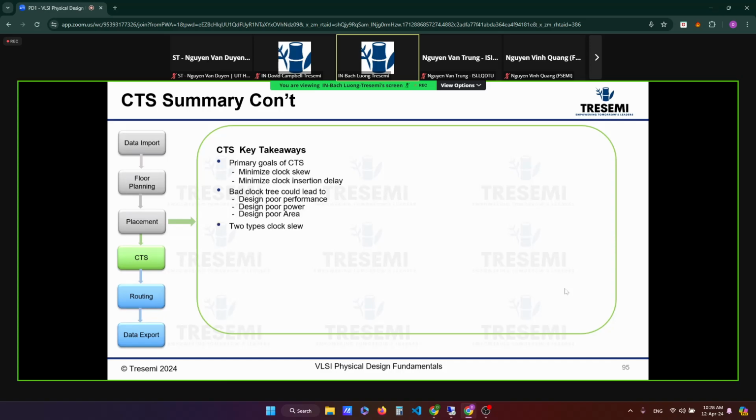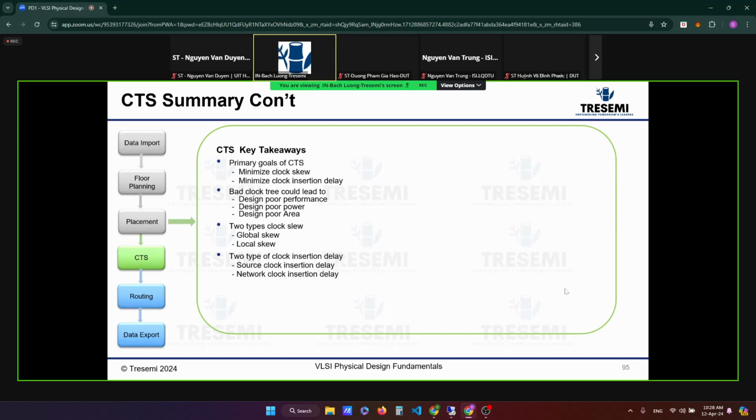Recall there's 2 types of clock skew, global and local skew, right? And you recall the global skew could also impact system performance, overall design performance. And there are two types of clock insertion delay: source clock insertion delay and network. Network clock insertion delay is mainly the one that we deal with, right? Well, it's from your clock source to your sink.